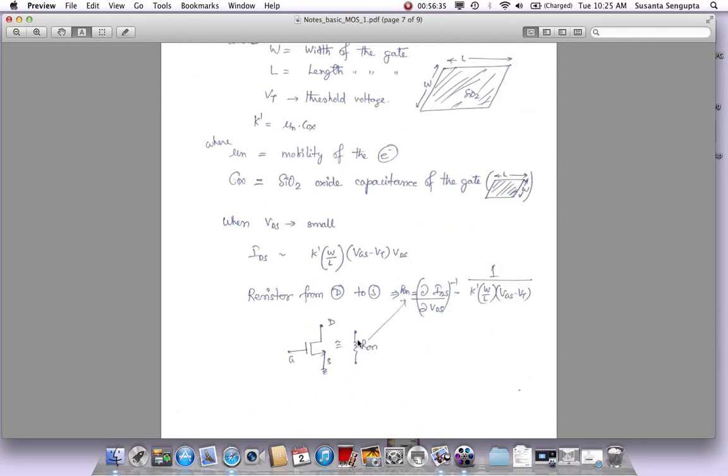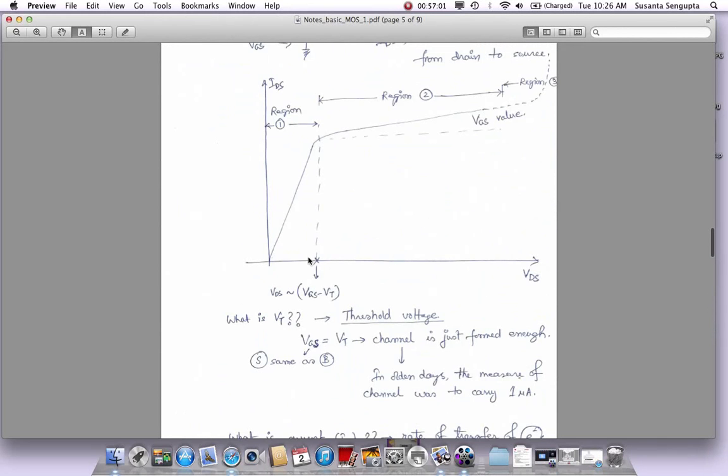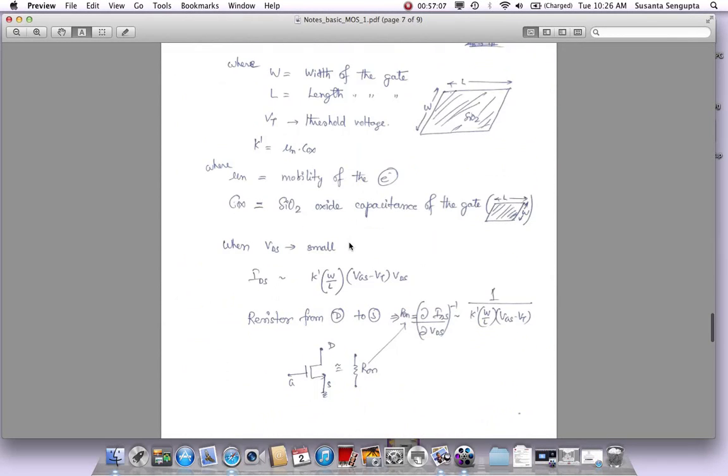So this MOS, which acts as a linear resistor with an R-on value, that R-on value would be, if you differentiate this, you will get 1 over K prime W over L times VGS minus VT, the inverse of this whole thing. So 1 over this whole thing. That is how you can actually make a linear resistor. And this will be a very good linear resistor as long as VDS is small. Okay, but when VDS starts to get more, and you start coming into this region, it will not be a resistor. Then you're actually going from a linear to saturation region. So it's going to be a non-linear resistor.